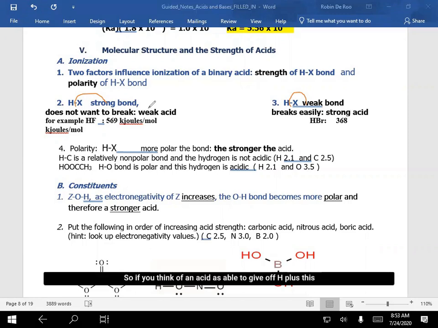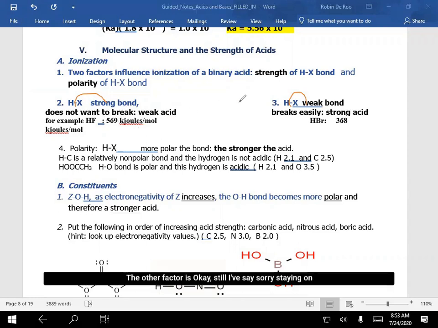So if you think of an acid as able to give off H+, this acid is not wanting to give off H+ if it's a strong bond, which is why it would then be a weak acid. This explains why hydrofluoric acid is classified as a weak acid. It has a bond strength greater than the other halogen acids.